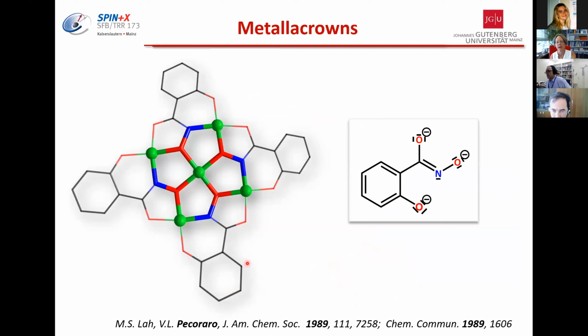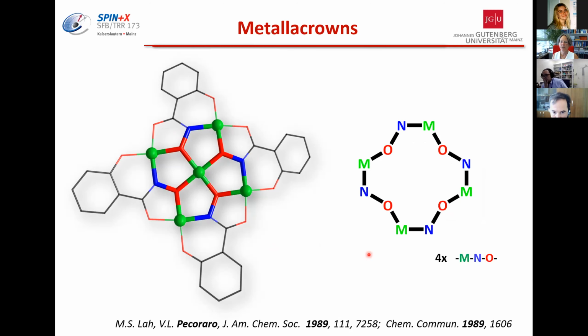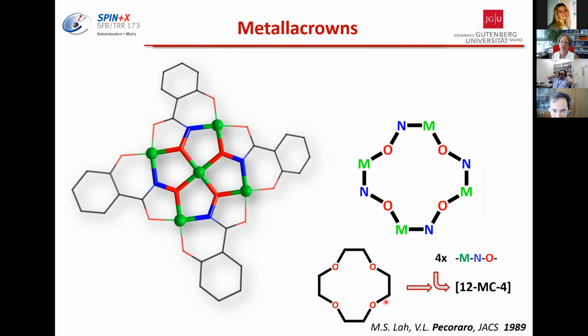Now, this is not basically true. To be very honest, it dates back to the research of Vincent Pecoraro, who in the year 1989 already reported the first metallacrown, composed of metal ions coordinated by a very simple ligand. This is the salicyl hydroxamic ligand, and then a very nice self-assembly. This forms these ring systems, coordinating the metal ions here. It's called a metallacrown. As you see here, it's composed of M-N-O units in this case, and they are very similar to the usual crown ethers that organic chemists are all familiar with.